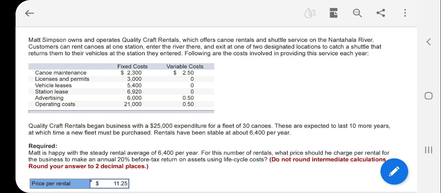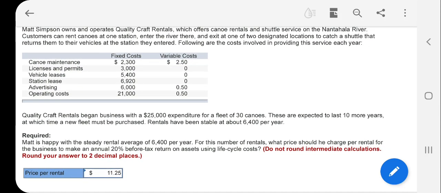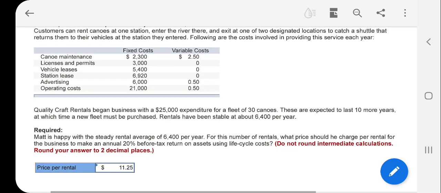Okay, here is the required. Matt is happy with the steady rental average of 6,400 per year. For this number of rentals, what price should he charge per rental for the business to make an annual 20% before tax return on asset using life cycle cost? See, this is about life cycle cost. Okay, so see how to answer this question.